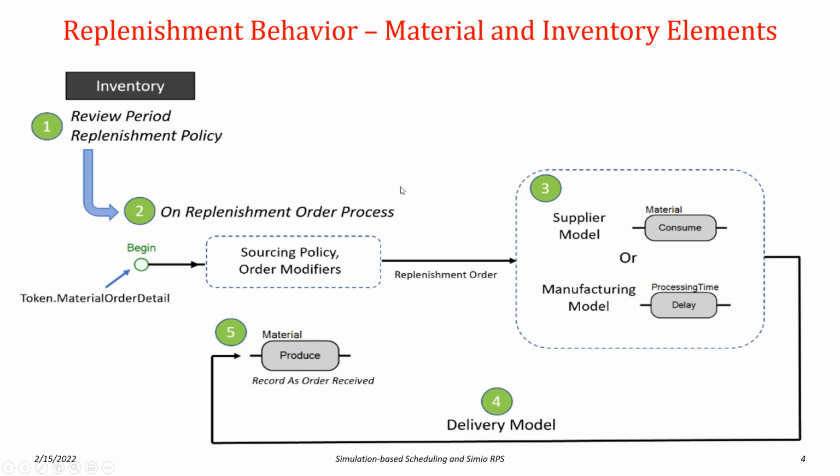And the overall replenishment behavior implements something that looks like this. It's triggered by the policy in the review period, and information about the replenishment is written to the token material order detail. We then specify some sourcing policy or modifiers in the process logic. And then depending on what general type of model we have, if we have a supplier model, we are then consuming material from an inventory at the supplier. If we have a manufacturing model, we are delaying for some length of time where I am modeling the manufacturing process. And then after I do the consumption or the production delay, I then produce the corresponding material in the target inventory. So that's the general replenishment behavior that we saw.